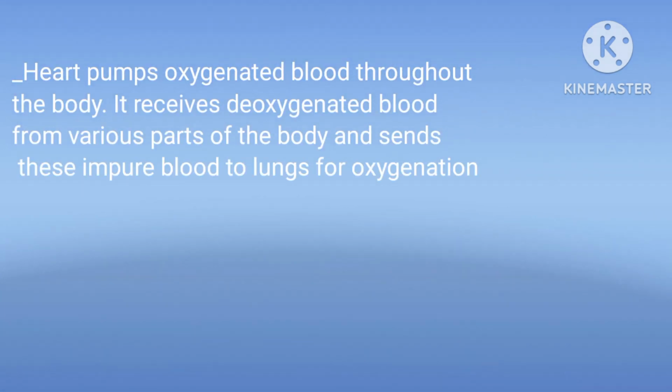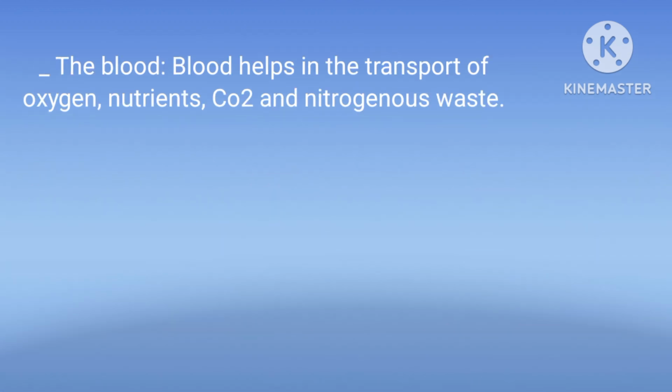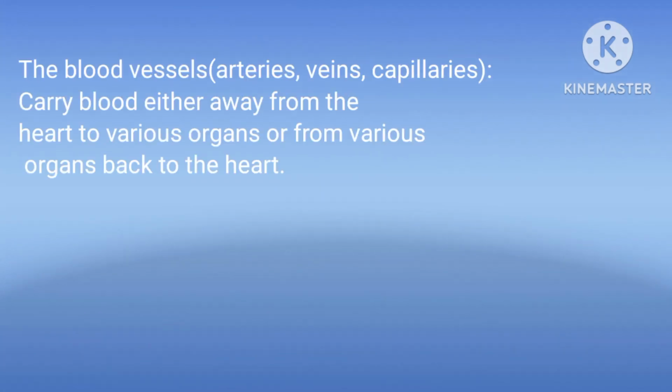The heart pumps oxygenated blood throughout the body. It receives deoxygenated blood from various parts of the body and sends this impure blood to the lungs for oxygenation. Blood helps in the transport of oxygen, nutrients, carbon dioxide, and nitrogenous waste. The blood vessels carry blood either away from the heart to various organs or from various organs back to the heart.